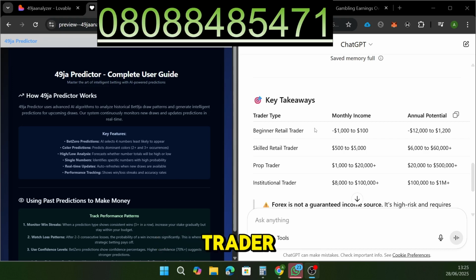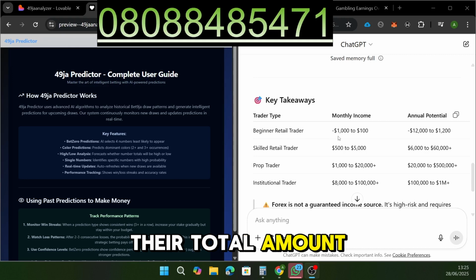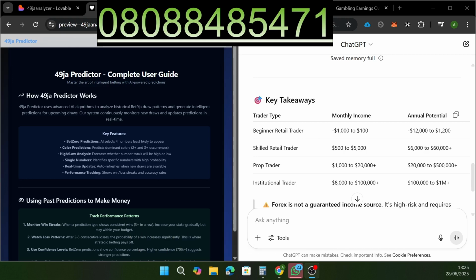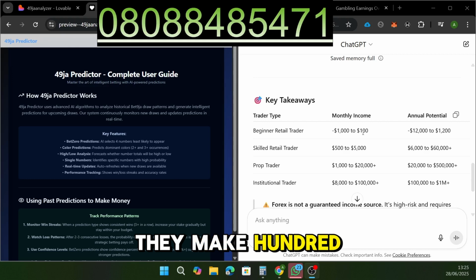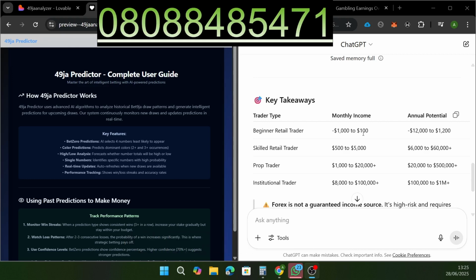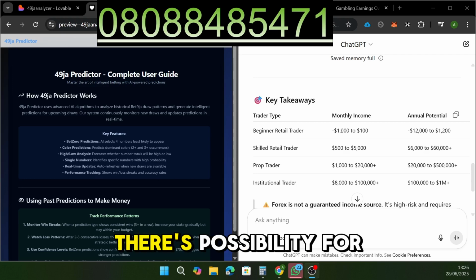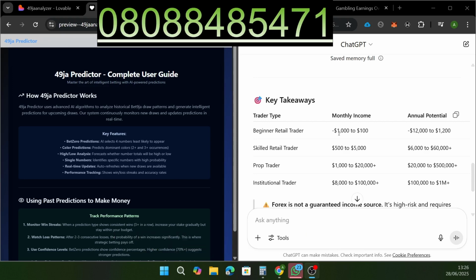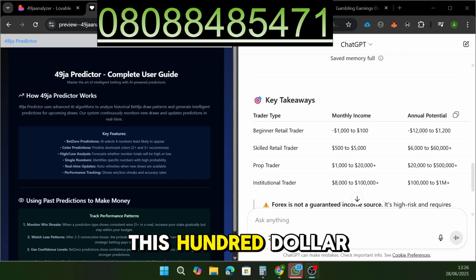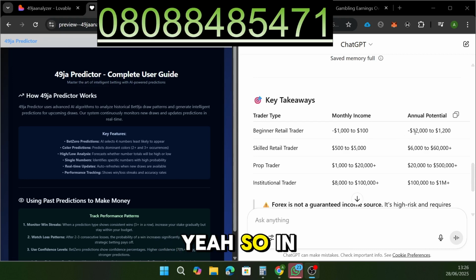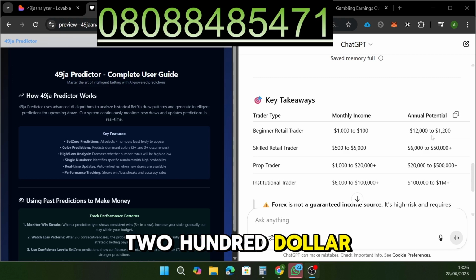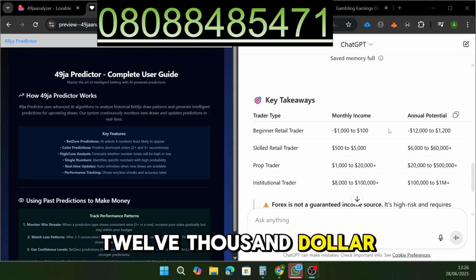A beginner trader can lose their total capital of $1,000, or they make $100 every month. As you can see, you deposited $1,000 in your account, and every month you want to make $100. So there's a possibility of you losing all the $1,000, or you make this $100 here. So in a year you will be making $1,400, or you would have lost $12,000 in a year.